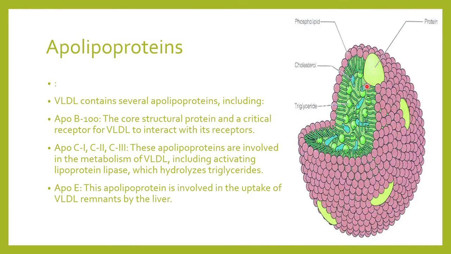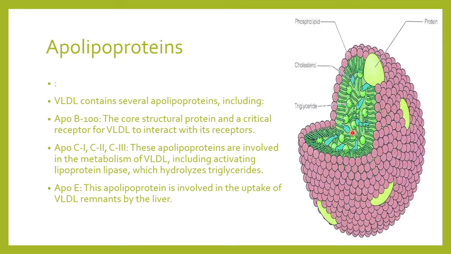Why do these apolipoproteins become important? These apolipoproteins are the ones which will guide, like a GPS. It will tell this lipoprotein where to go, what action has to be done. It is a brain. So apolipoproteins are very important. So the main apolipoprotein is apoB100. So this is very important for the receptor of VLDL, for the receptor interaction, etc.